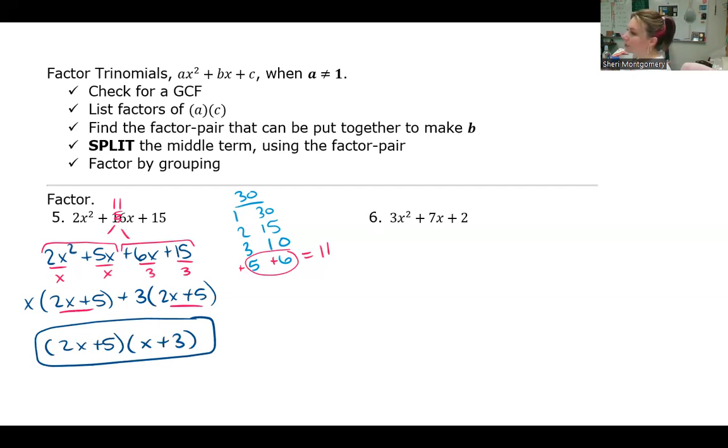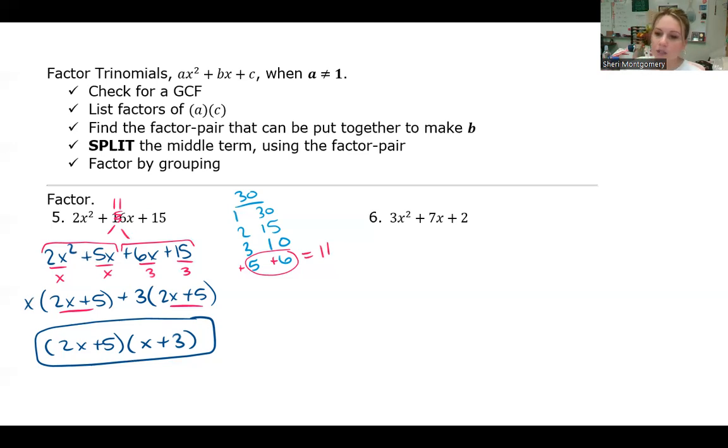So when you have a leading coefficient not equal to 1, you've got that one extra step to split the middle term. It's just what you do when the leading coefficient isn't 1. Technically, you could do it when the leading coefficient is equal to 1. It just is an extra step, and you can do it easier and faster with fast factoring. Are we ready for the next example?